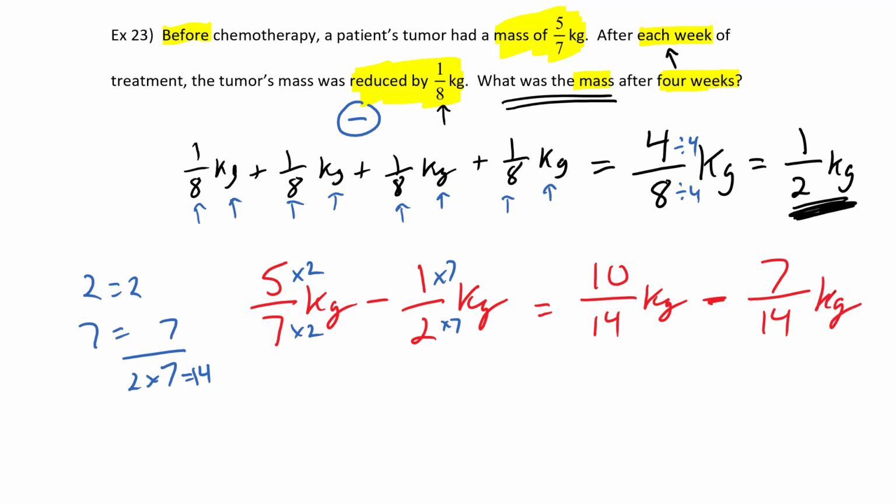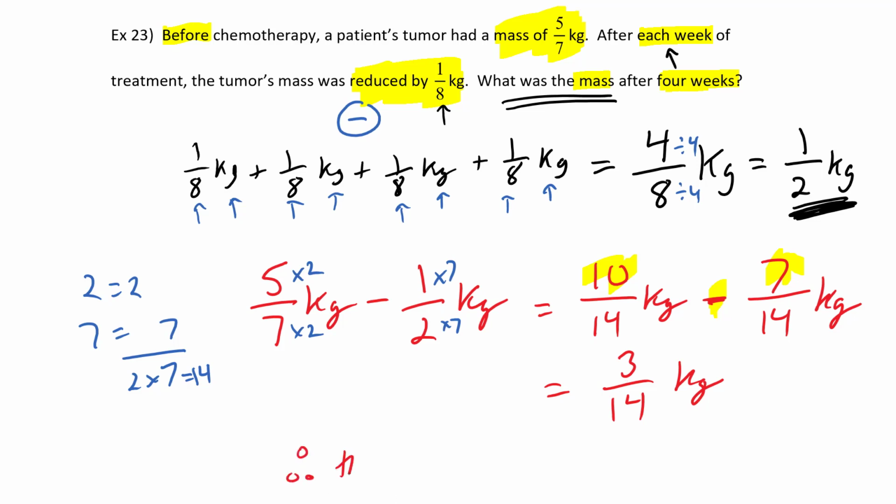This is a good thing. If you're going in for treatment on cancer, you want that tumor to shrink. We then put this over a common denominator of 14. Units is going to be kilograms, and then we look at the math we have to do here. 10 minus 7 is 3. Ask yourself, can that be simplified any further? It cannot. So we write the concluding statement.